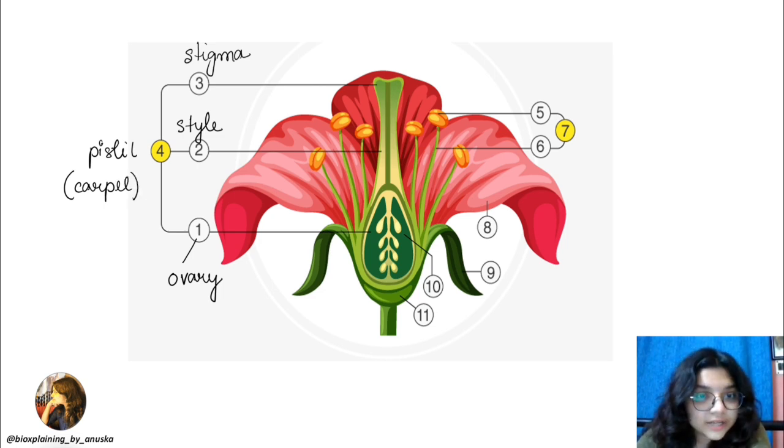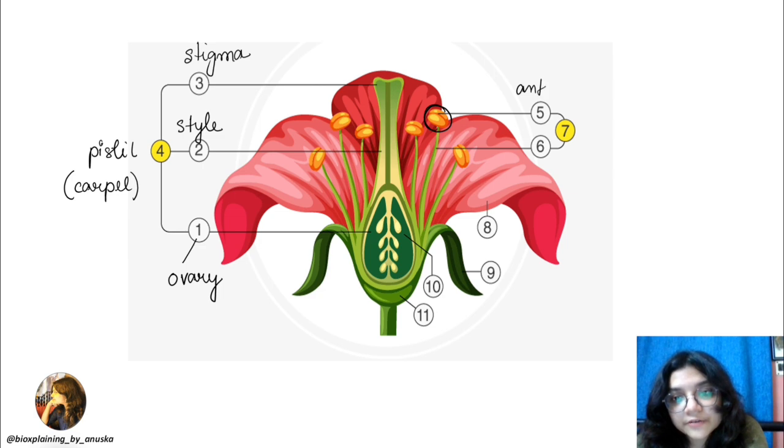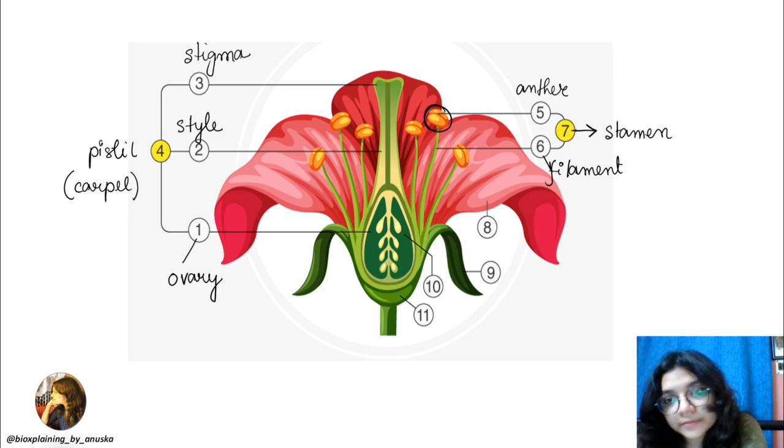Let's see what's next. Where is 5 here? Okay, so 5 is pointing to this, the bilobed structure. So number 5 is the anther. What 6? 6 shows the slender, long part of the male part. So number 6 is the filament. What is 7? That is anther and the filament taken together. This is what we call to be the stamen of a flower, the male part. Whereas 8? This is simple. So 8, this is the petal of a flower.